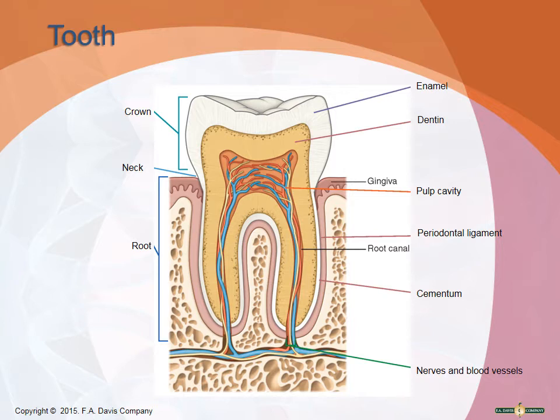Each tooth is embedded in the bone, and there are ligaments that will help keep the tooth in place. We call this the socket.